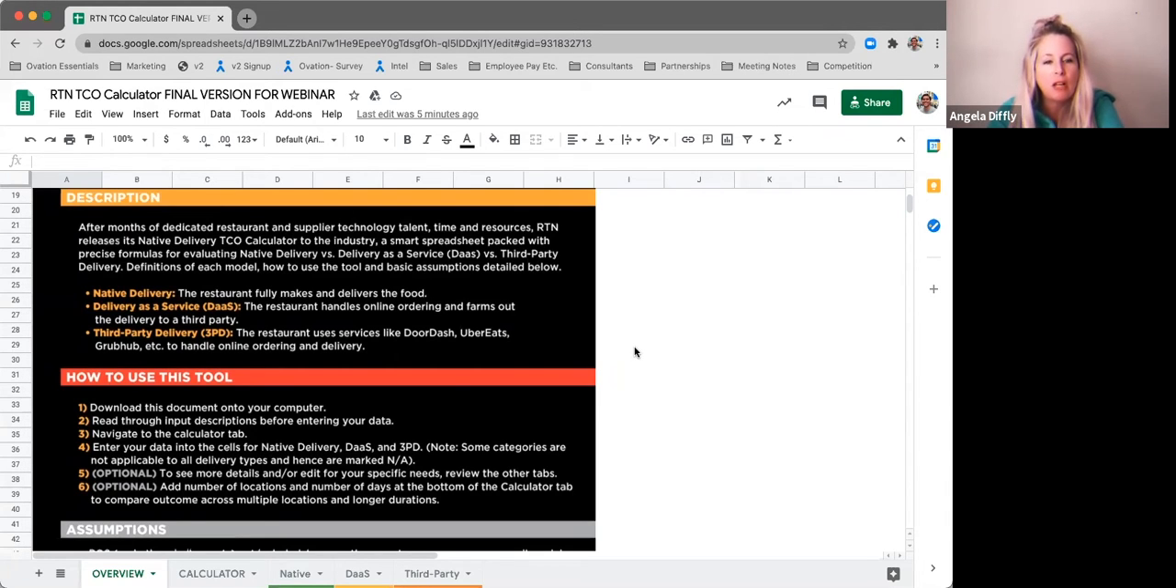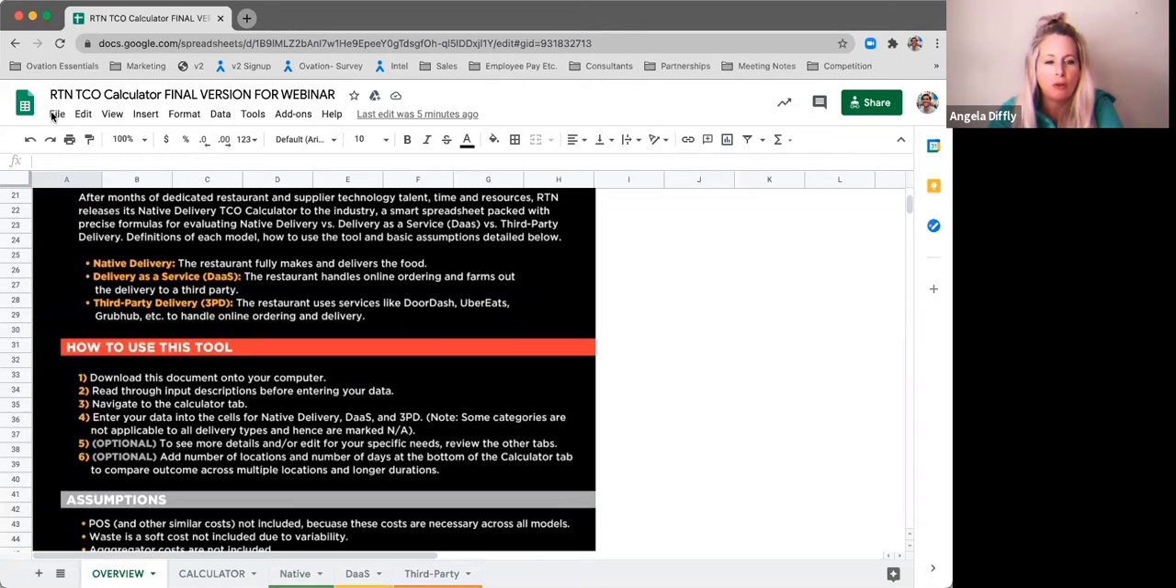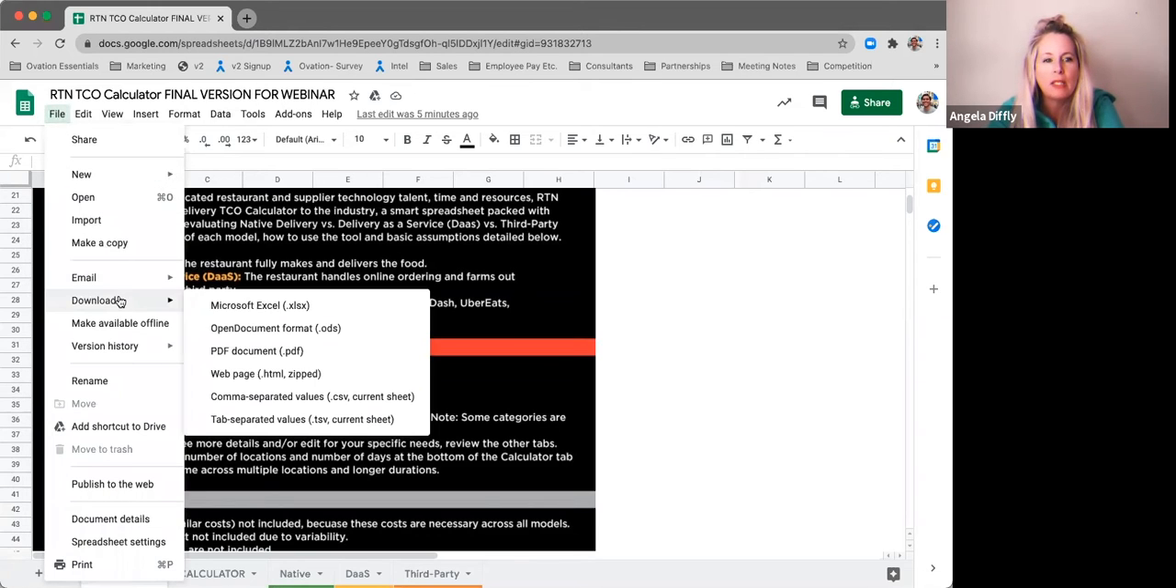Then you'll download the tool and you can go ahead and make it your own. If you scroll down just a little bit, Zach, you can download it there, make it your own. This is a Google Doc. We'll teach you how to do that.